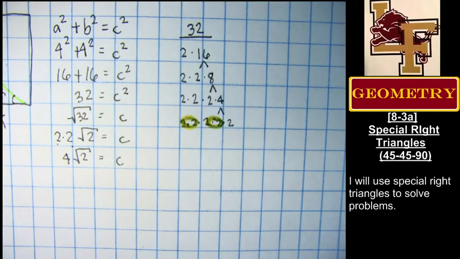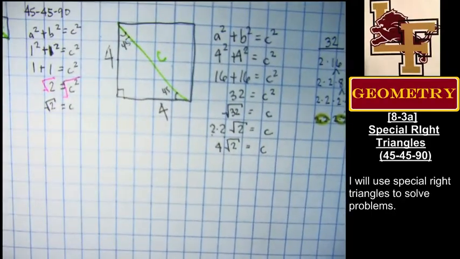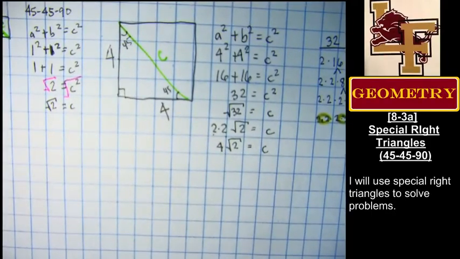Whoa, this one has a square root of 2 also. The first one we did had a square root of 2. This one we did had a square root of 2. Do you think all of them are going to have a square root of 2? Yes. Do you want to try one more just to confirm it?